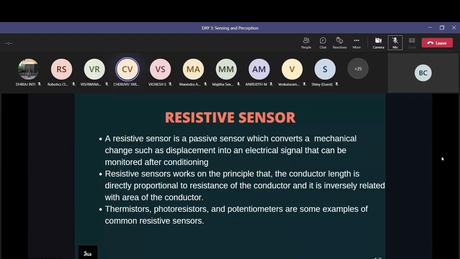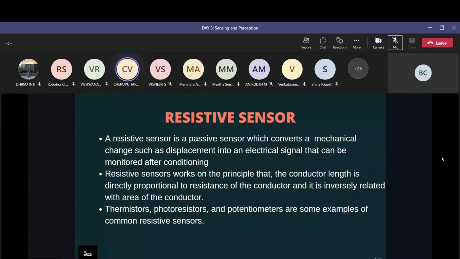Now, why is this resistive sensor used? It is an example of a passive sensor which converts a mechanical change such as displacement into an electrical signal that can be monitored after conditioning. Whenever you have a physical change in any physical entity, it will change the resistance of the item. Suppose you have an iron rod with some resistance, and you change the length of the rod; automatically the resistance of the rod also changes.